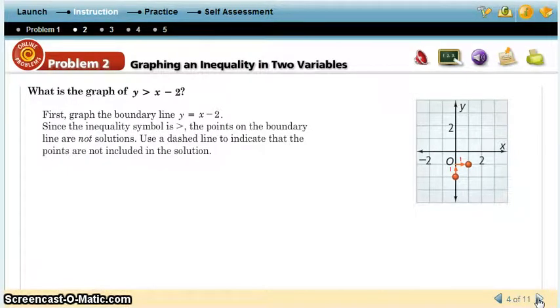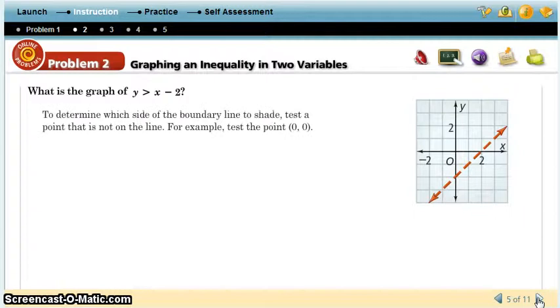Since the inequality symbol is greater than, the points on the boundary line are not solutions. So use a dashed line to indicate that the points are not included in the solution. To determine which side of the boundary line to shade, test a point that is not on the line. For example, test the point 0, 0.